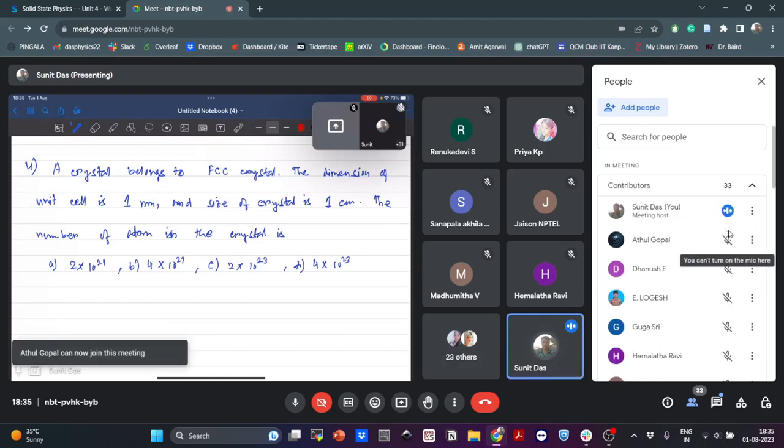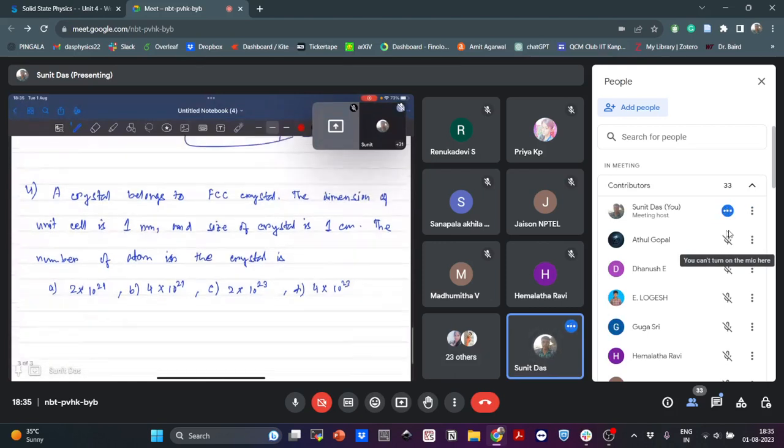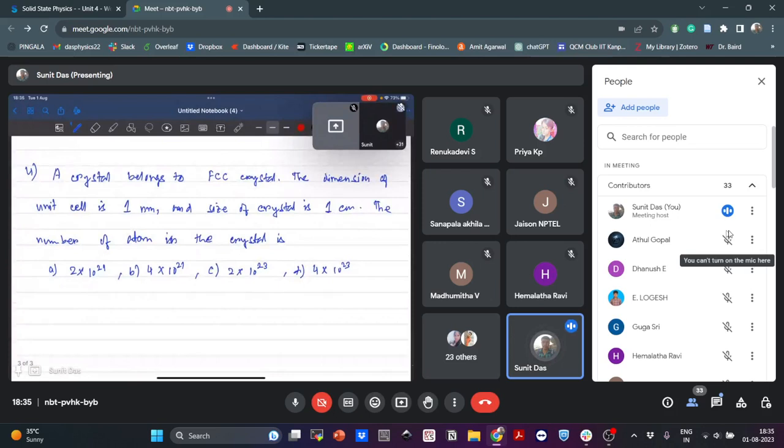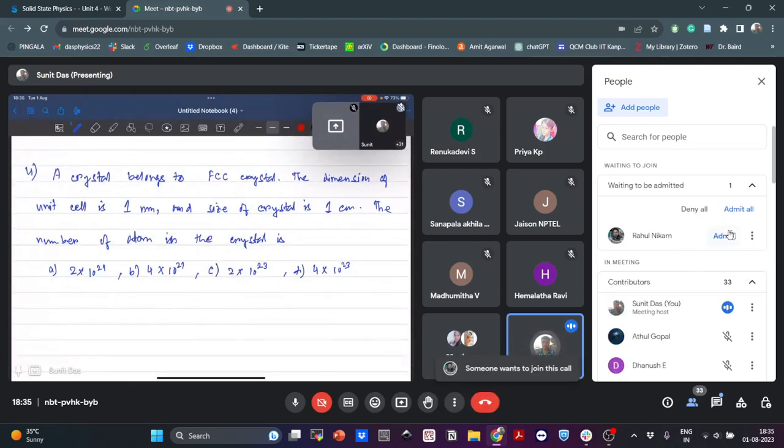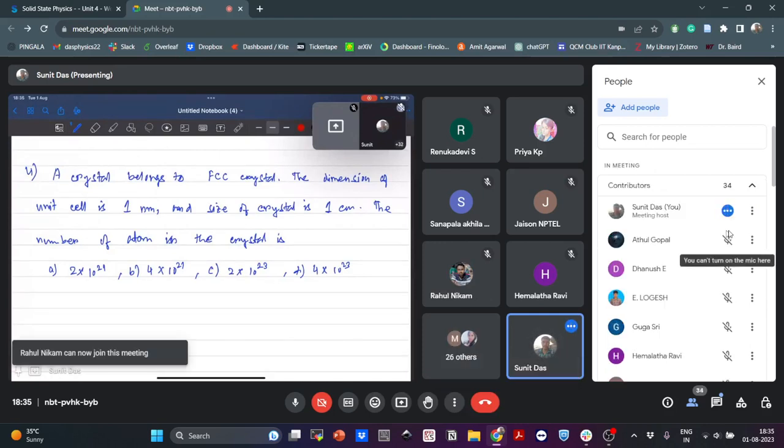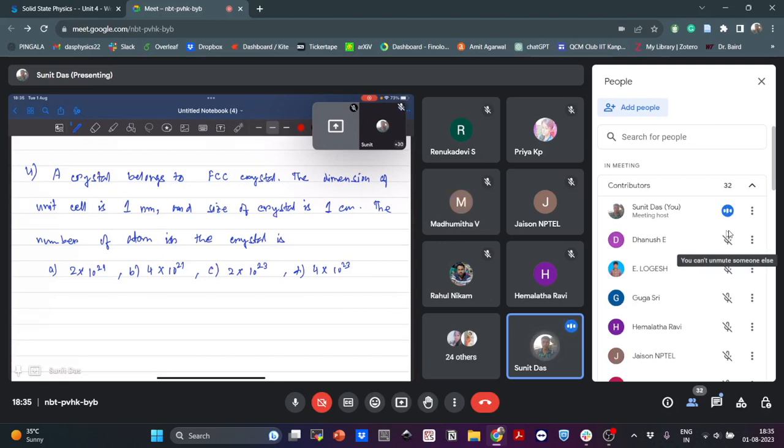Okay, so a crystal belongs to the face-centered cubic crystal, and the dimension of the unit cell is 1 nanometer, whereas the size of the full crystal is 1 centimeter. Now the question is the number of atoms in the crystal. We have four options: 2 into 10 to the power 21, 4 into 10 to the power 21, 2 into 10 to the power 23, and 4 into 10 to the power 20.